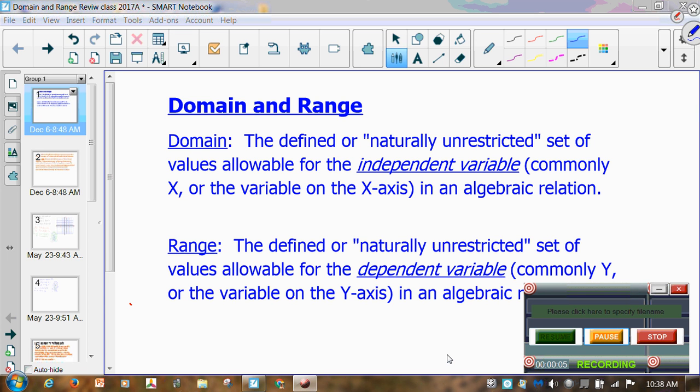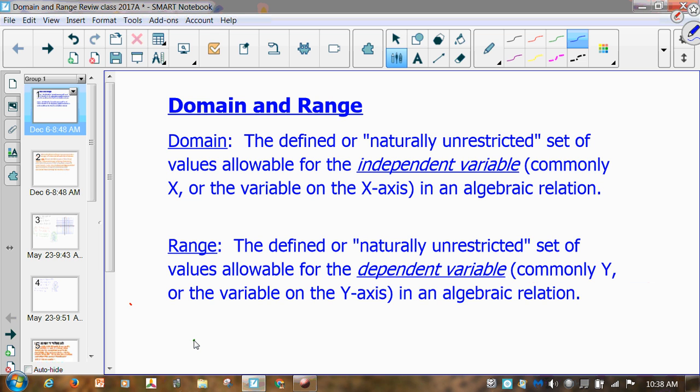Okay, let's look at domain and range part B, part 2, which is for continuous data. Let's just refresh the definitions before we start.